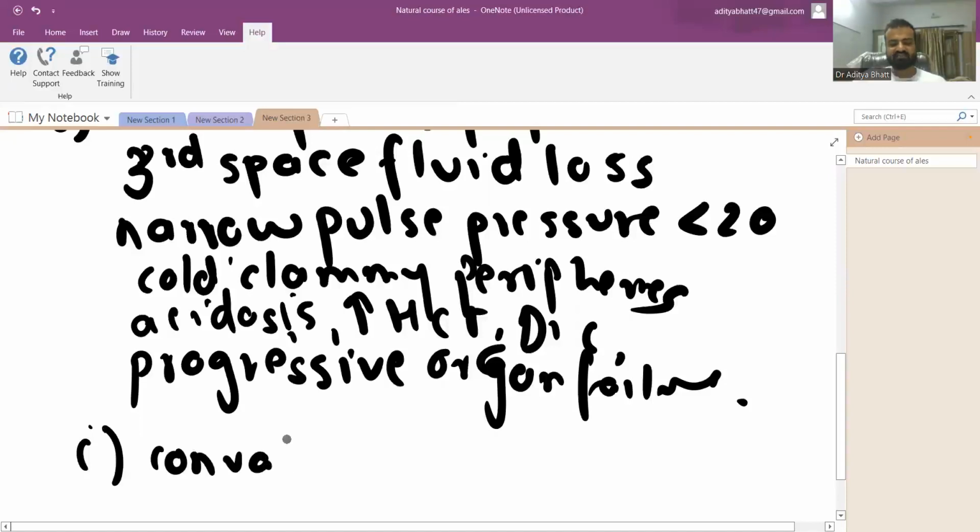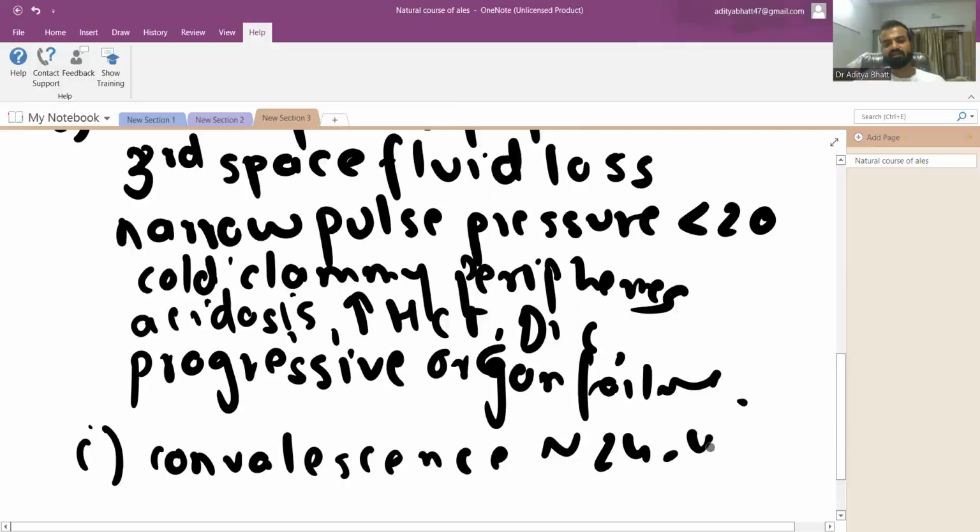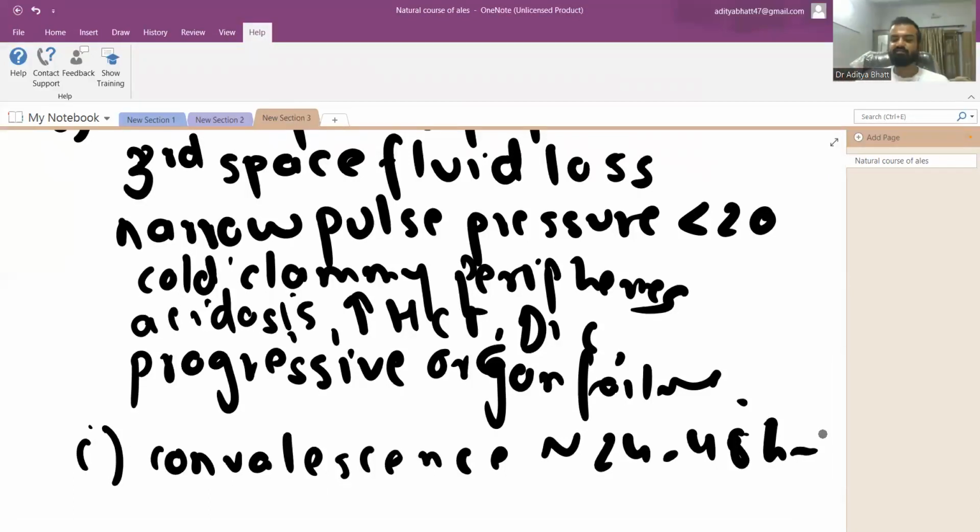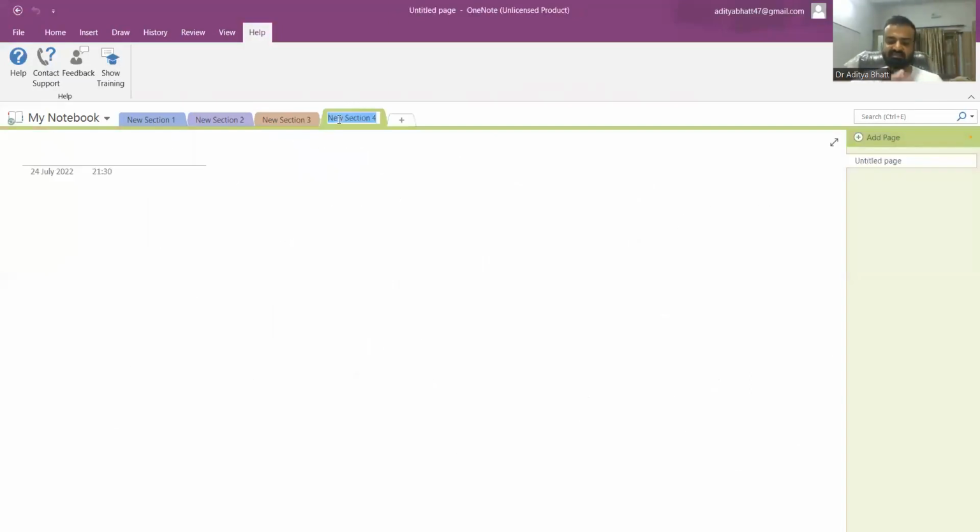And then there is the convalescence phase, which usually occurs after 24 to 48 hours of the critical phase. There is resorption of the fluid that has accumulated in the third space: the peritoneal fluid, the pleural fluid and the pericardial fluid get absorbed. And once this happens, the patient feels better, the patient has energy, and the breathlessness decreases.